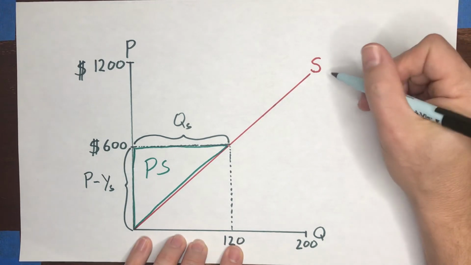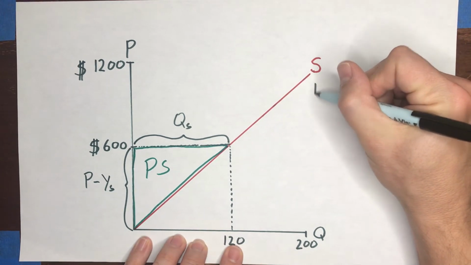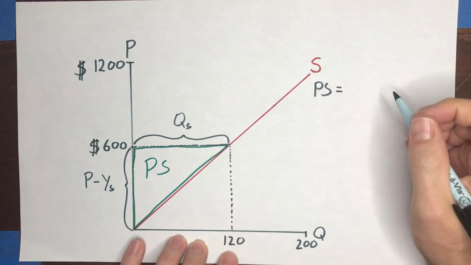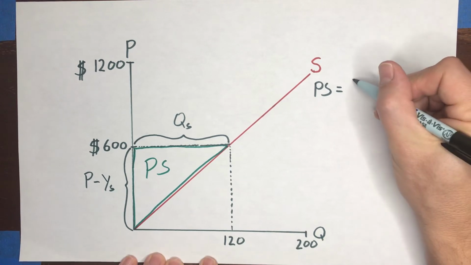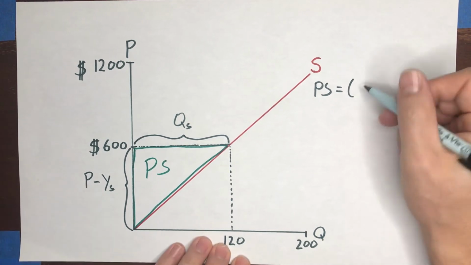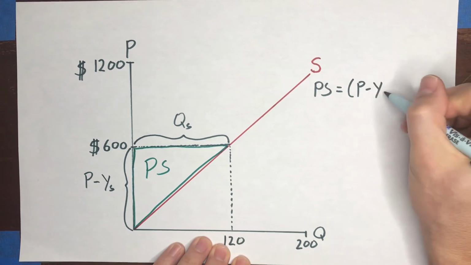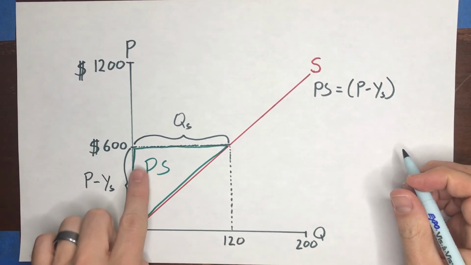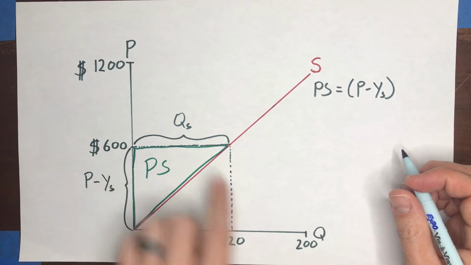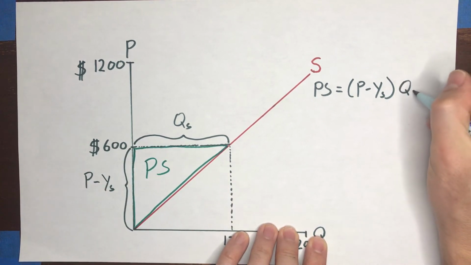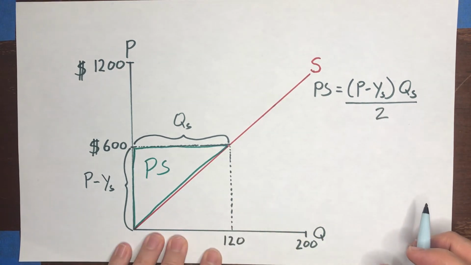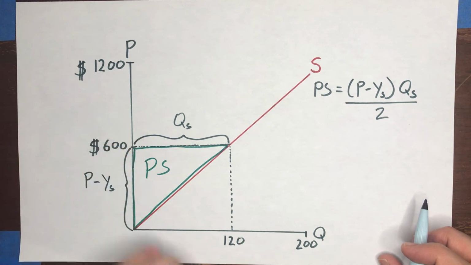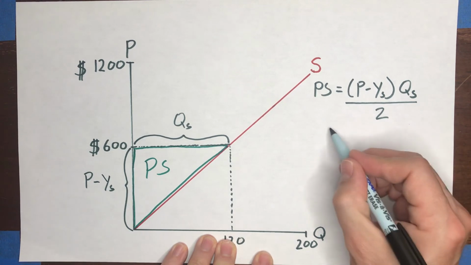And so now we can put together the producer surplus formula. Producer surplus is going to be 1/2 of the base times height. So the height of this triangle is price minus the y-intercept. The length of this triangle is going to be the quantity supplied at that price. And then we divide by 2 because we're calculating the area of a triangle. So let's just plug in the numbers that we find here to calculate the actual producer surplus in this market.